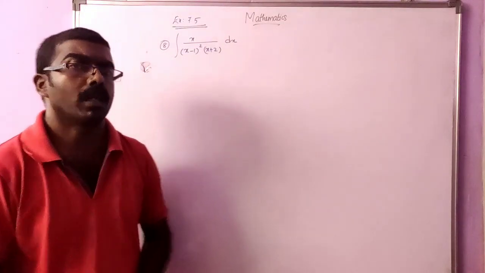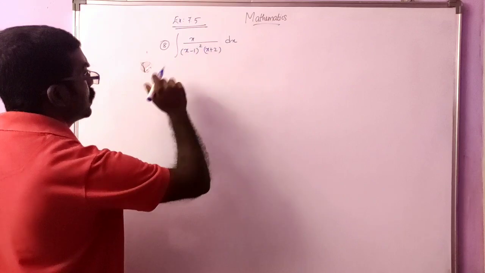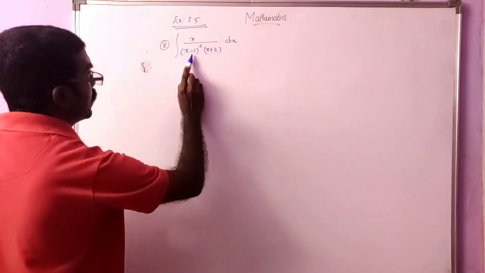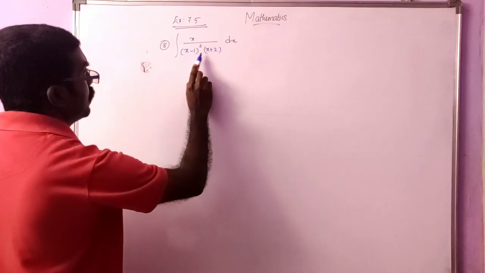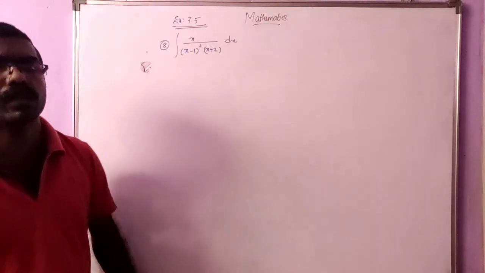Now we move on to question number 8. Integral x by (x minus 1) the whole square into (x plus 2). Here a linear factor repeats 2 times. Then one more linear factor. That means it is of the fourth type.